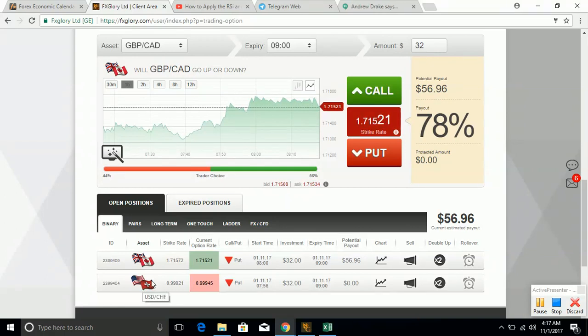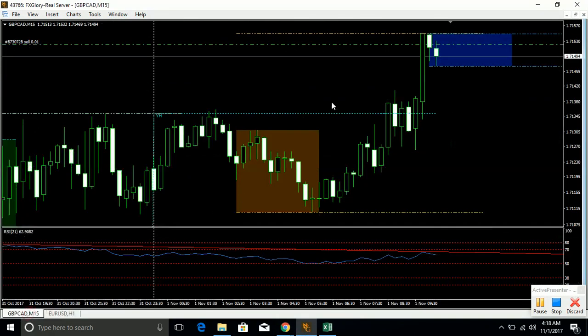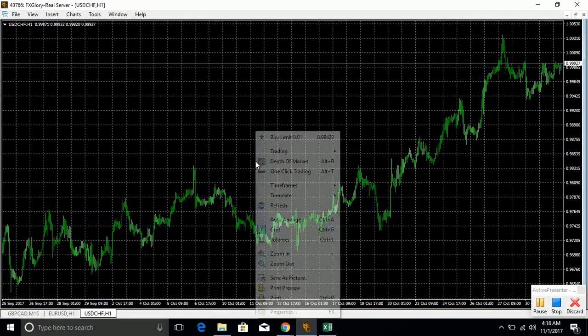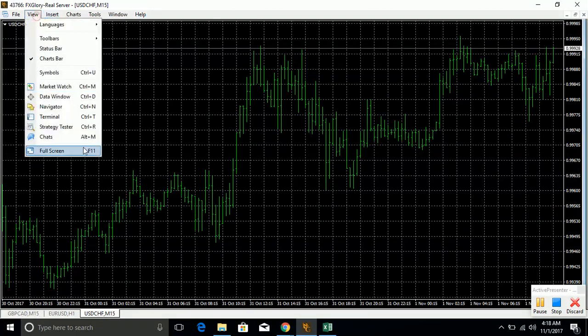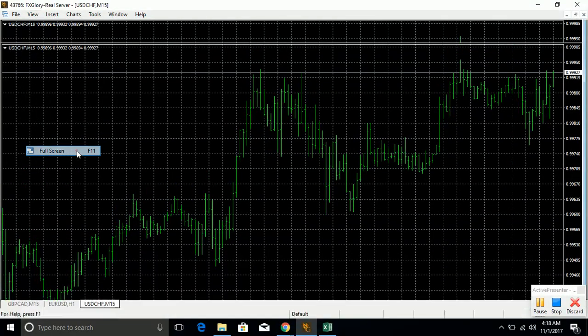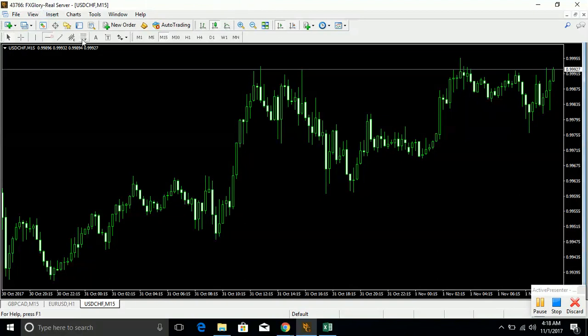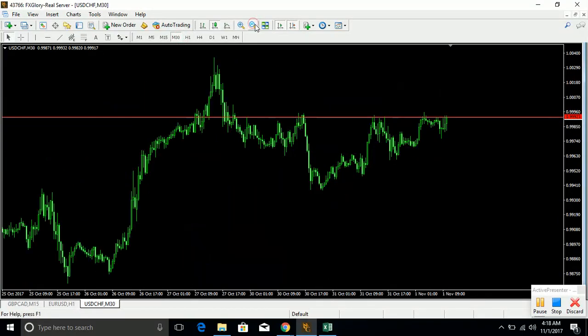Alright, so here we are on the current trade. We still have 45 minutes on both of these particular trades, Pound CAD and the USD CHF. Currently at a resistance level 2.